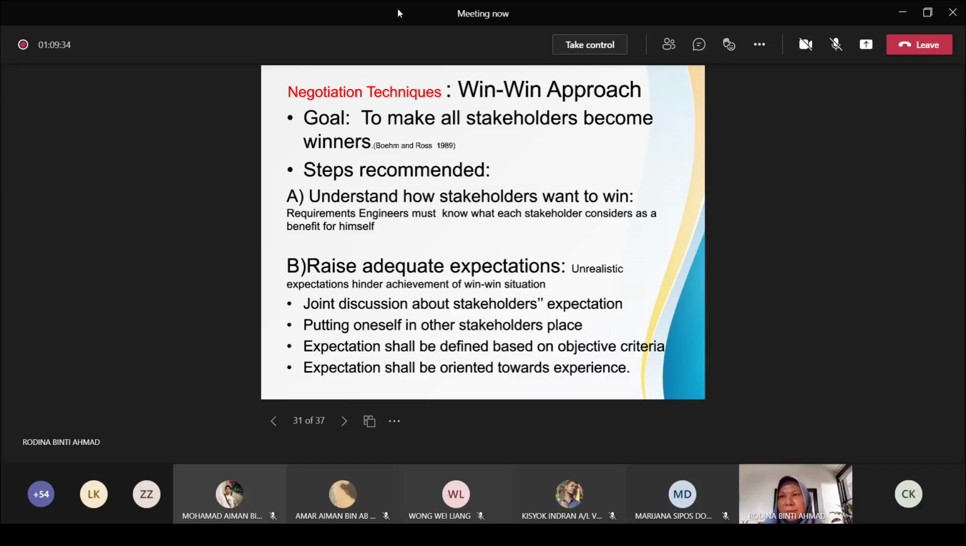So when they have manageable expectation, then you're able to make them win, basically. If not, then there can be stakeholder A thinking that they want 10 features.